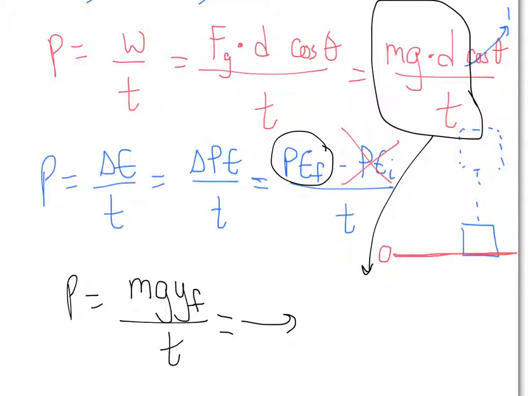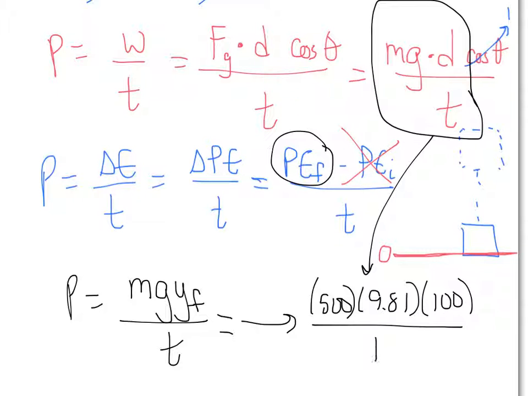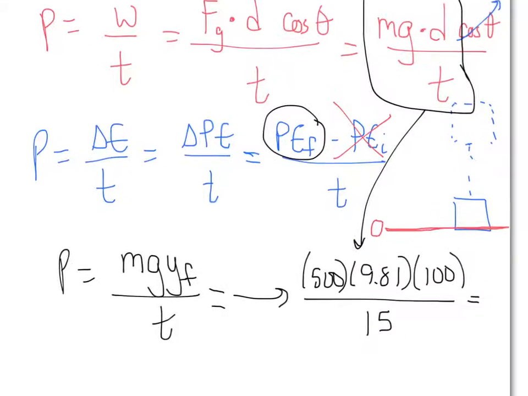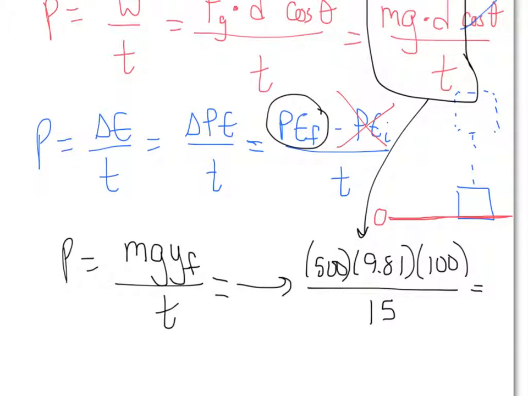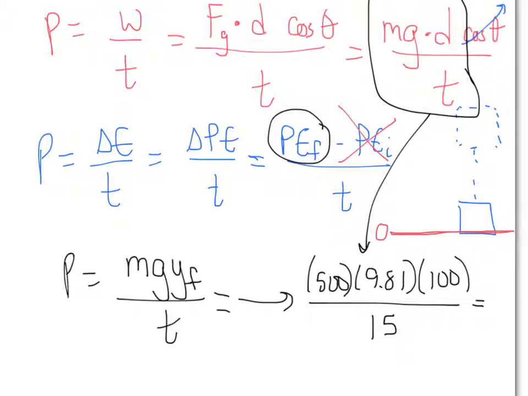Okay, mass, what did I say, 500 kilograms times gravity times the final height or the distance traveled. Either way, it's 100 meters over 15 seconds. And what do you get as an answer? It should be in the like 30-something thousand, right? Jen? 32,700 watts. Yeah.